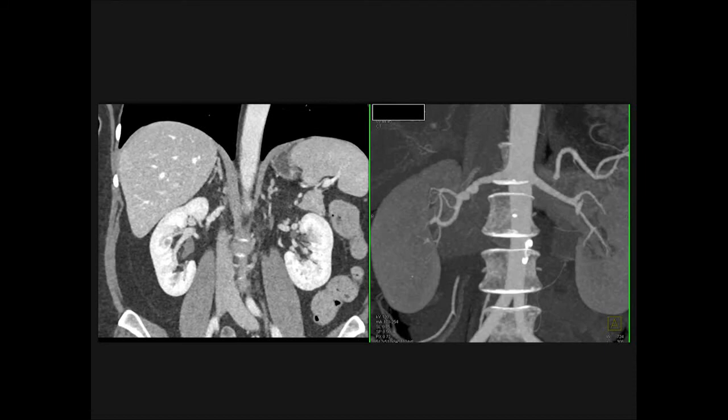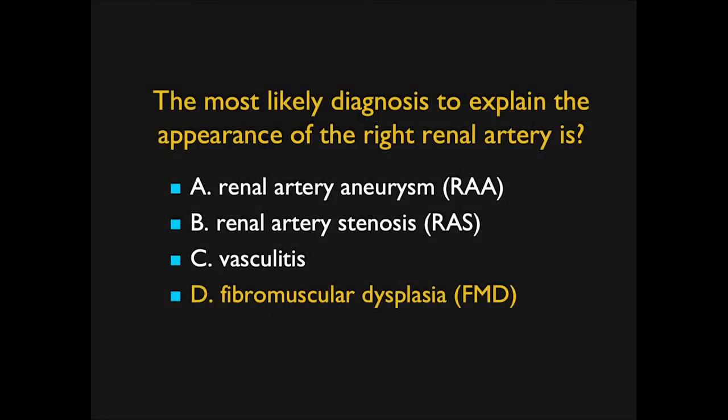Obviously, it's not stenosis. Vasculitis can cause irregularity in the vessels, but it's usually areas of narrowing and thinning and irregularity. This is a classic for FMD or fibromuscular hyperplasia. Very, very nice example. Some people call it hyperplasia. It's really fibromuscular dysplasia. Just a really, really classic example.